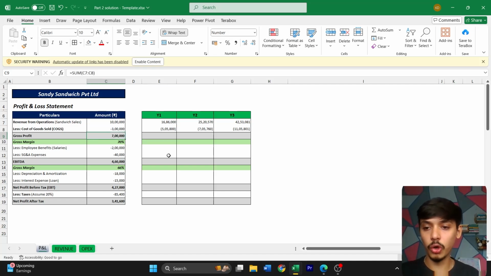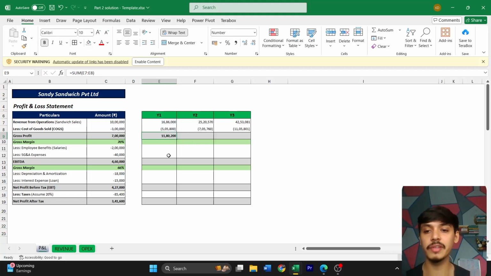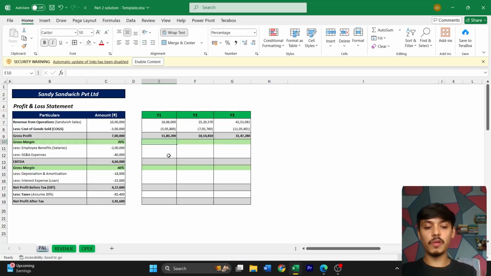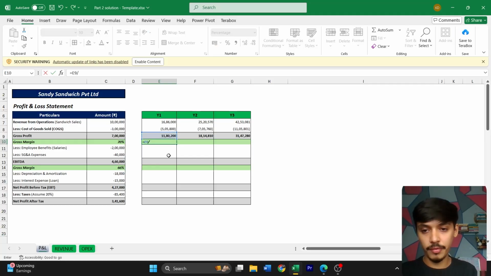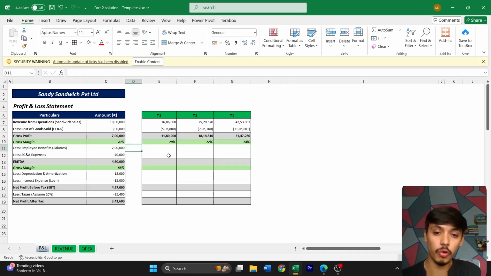Let's now calculate the gross profit, which is the sum of these two. Okay, so we have 11 lakh 80,000 as gross profit for year 1. We are going to paste this in the next 2 years. Now to calculate gross profit margin, we will divide gross profit by the revenue from operations. So we are steady at 70% gross profit in year 1, and by year 3 we are increasing our gross profit to 74%. Since we are seeing more customers in our business and our outlets are stabilizing, we are on a high trajectory of revenue and profitability. Okay, so that way we calculated the gross profit.